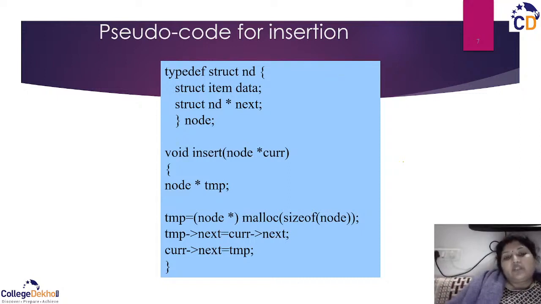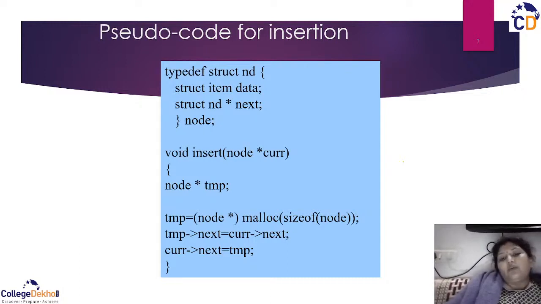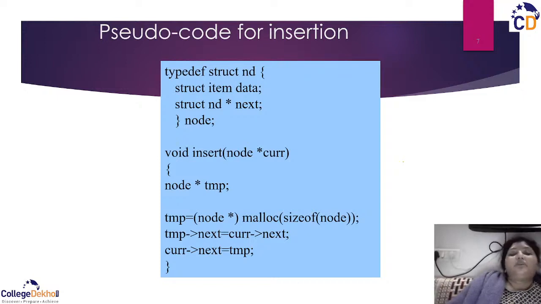Now we are just closing this structure, and then we have one function, that is the insert function, and in this function we are calling the node with the current pointer as an argument. Why are we passing the current pointer as an argument? Because we need to update the address part of the current node.